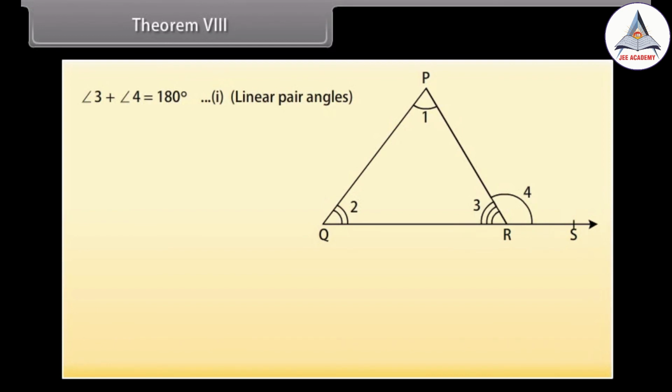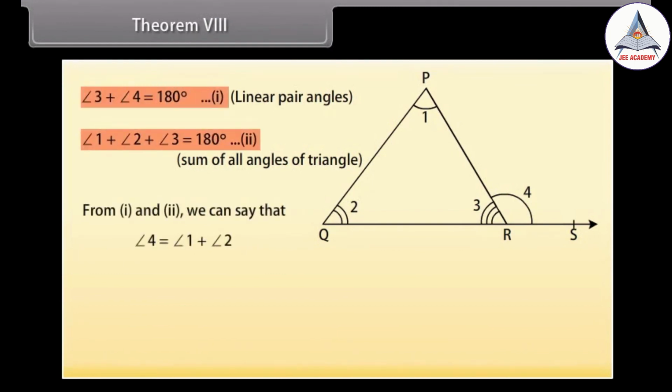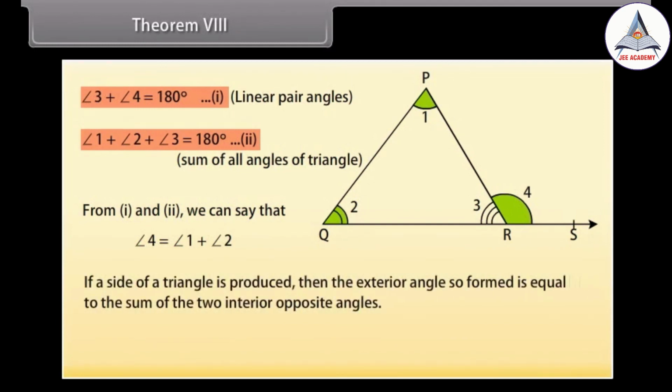Mark it as 1. Also, angle 1 plus angle 2 plus angle 3 is equal to 180 degrees because the sum of all the angles of a triangle is 180 degrees. Mark it as 2. From 1 and 2 we can say that angle 4 is equal to angle 1 plus angle 2. This result can be stated in the form of a theorem which says, if a side of a triangle is produced, then the exterior angle so formed is equal to the sum of the two interior opposite angles.